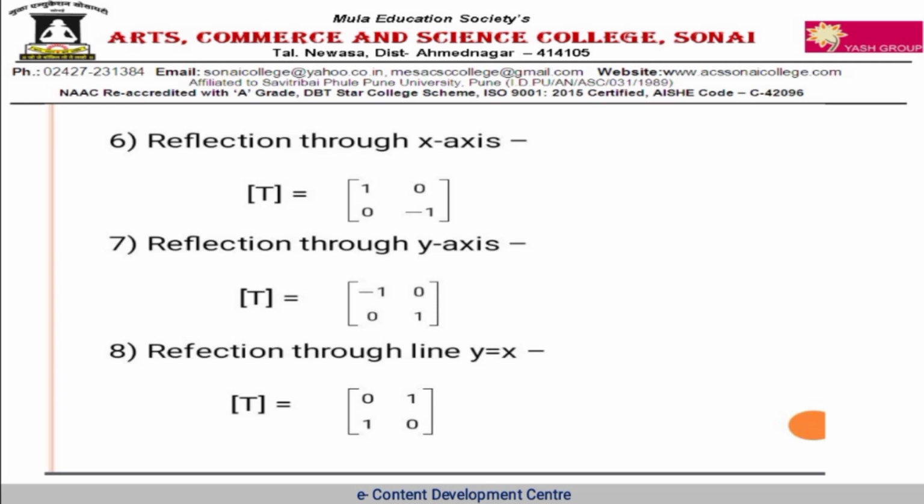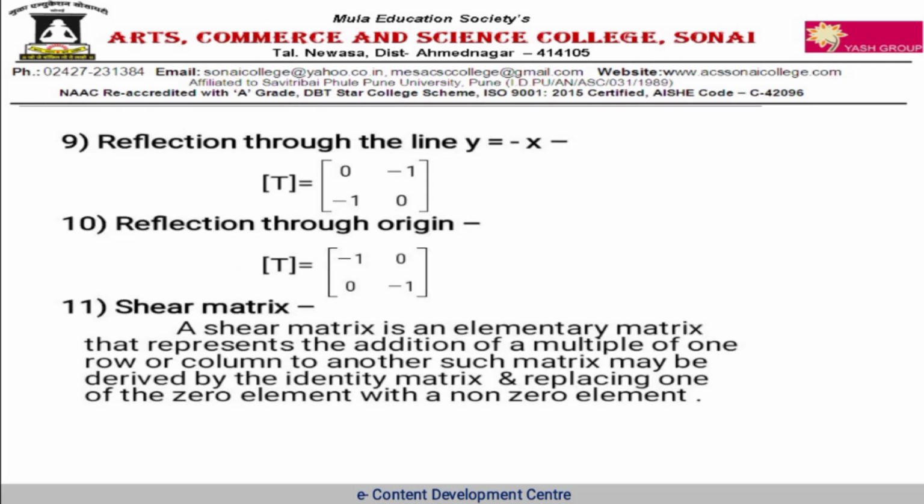The sixth effect is reflection through the x-axis, which is represented by the matrix T equal to 1 0 0 minus 1. The next effect is reflection through the y-axis, T equal to minus 1 0 0 1. The next effect is reflection through the line y equal to x. So the transformation matrix T is equal to 0 1 1 0.